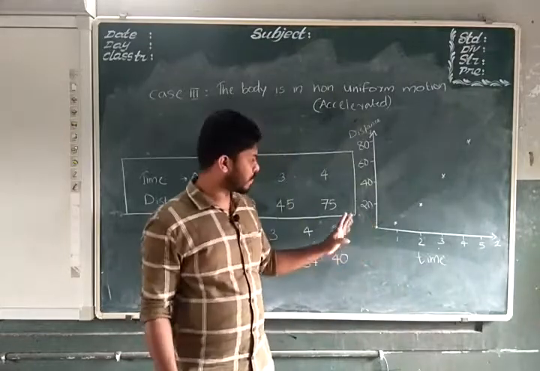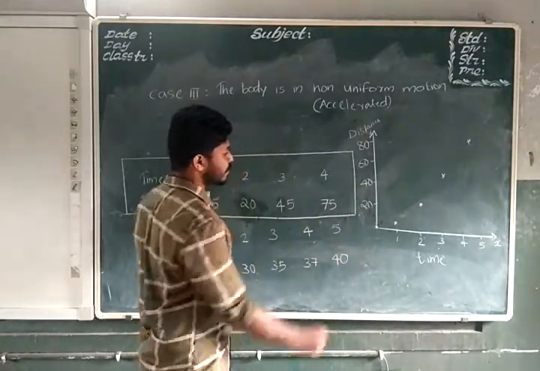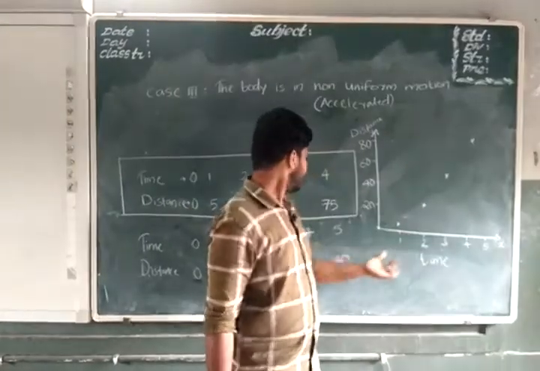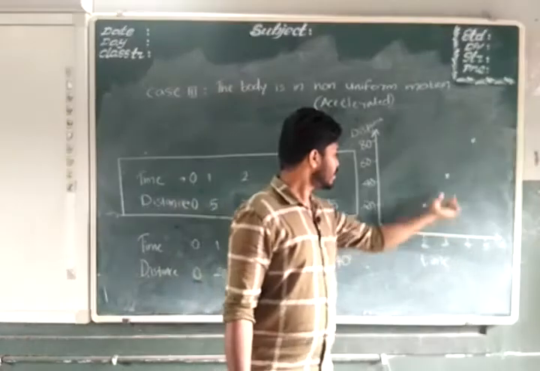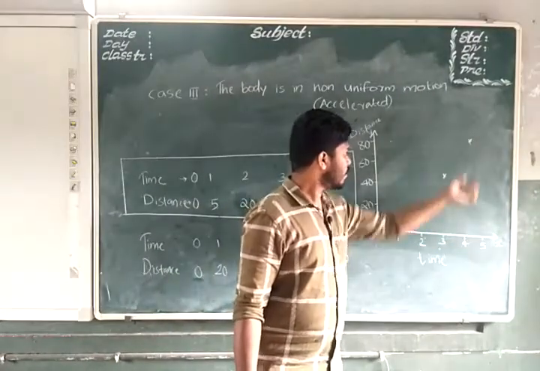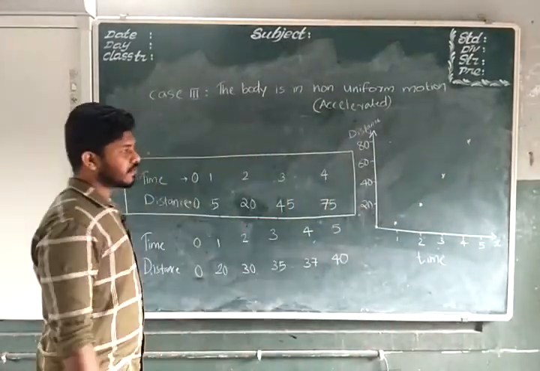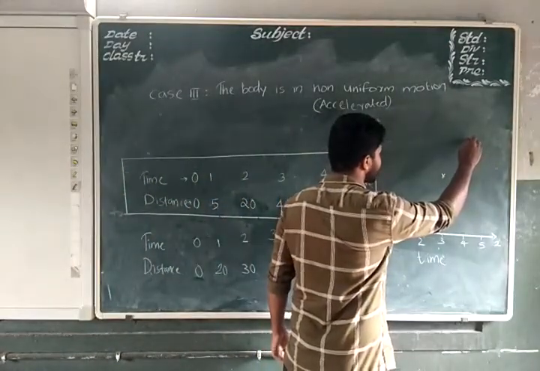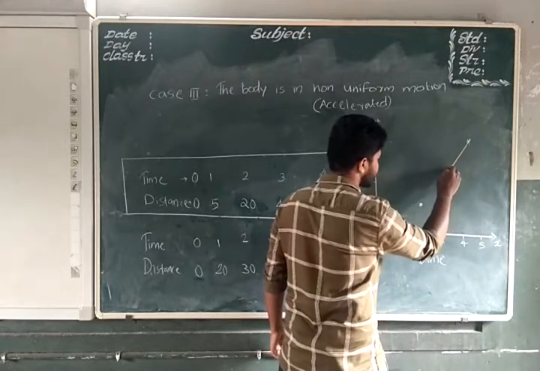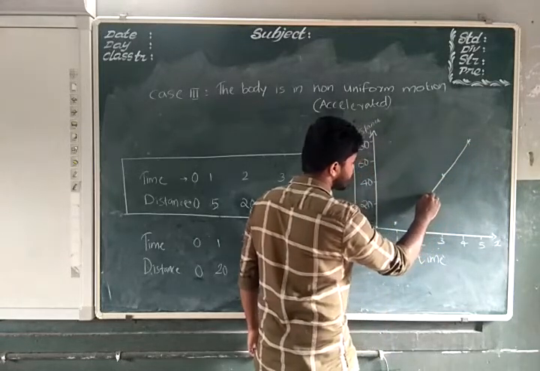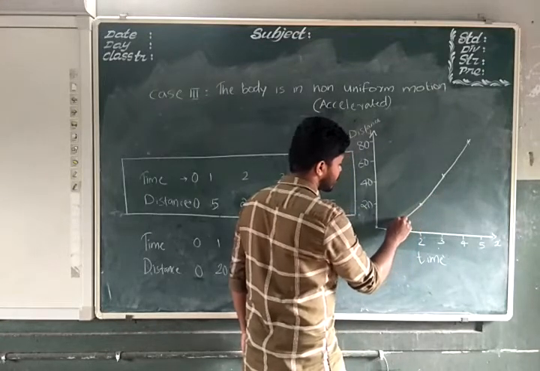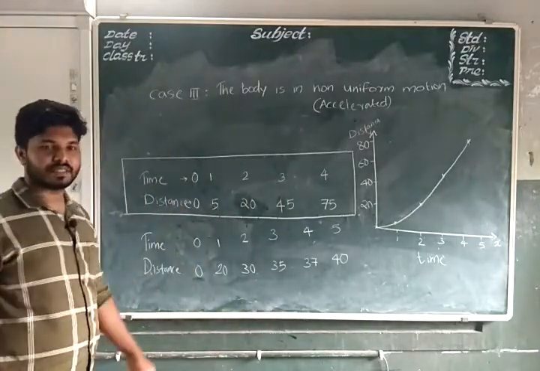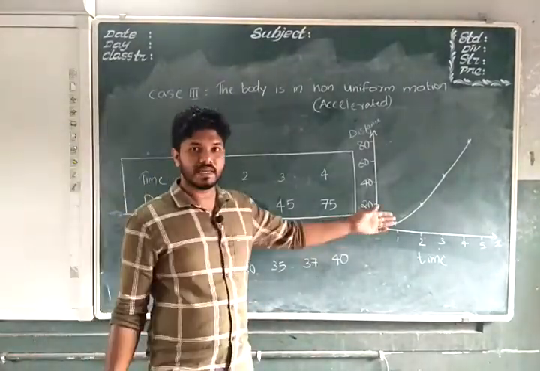See, we got 5 points: 0, 0; 1, 5; 2, 20; 3, 45; then 4, 75. These are the 4 points, along with 0, 0, that is the fifth point. So we can join these points. See, these are not in a single line. So the line is a curved one, isn't it? It's not a straight line, so we get a curved line.